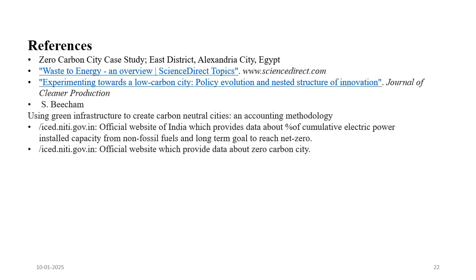These are the references, which include some research papers and official sites for the data of Zero Carbon City.